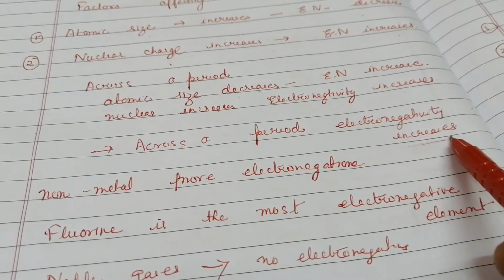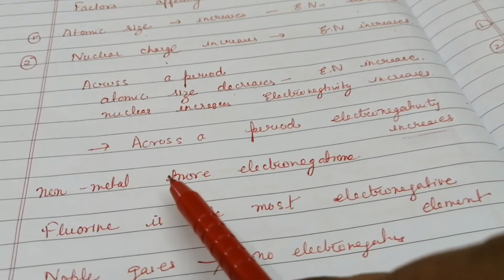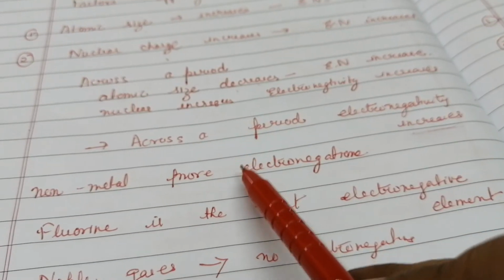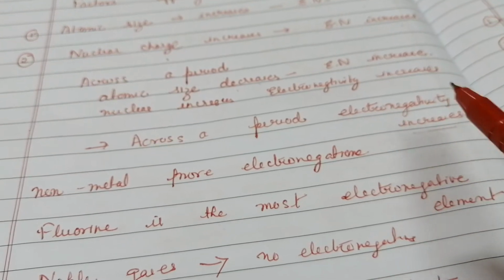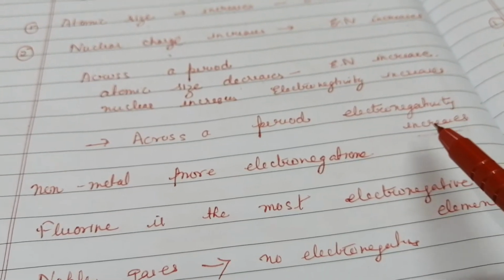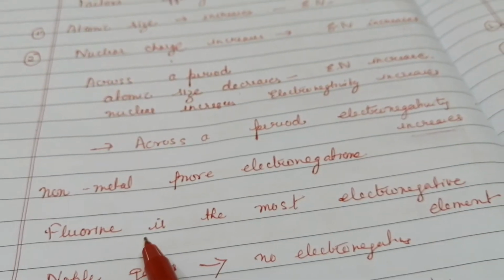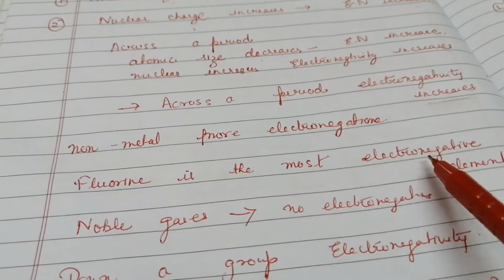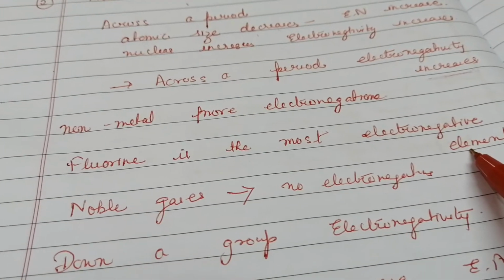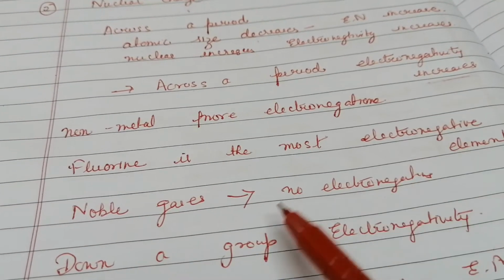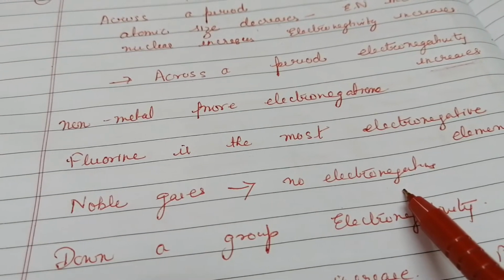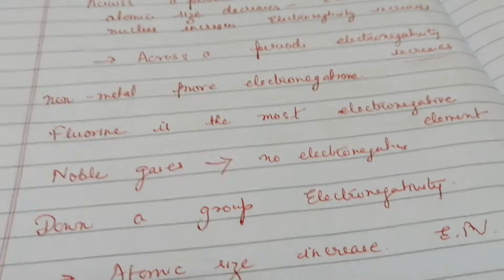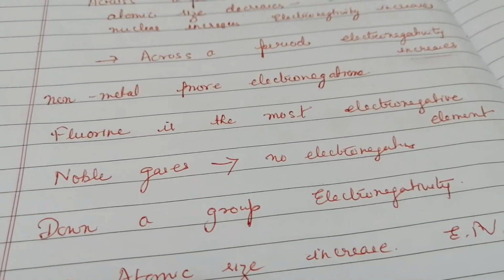So it means that in a period, alkali metals are least electronegative, while the halogens are the most electronegative elements. Now we know in the entire periodic table, fluorine is the most electronegative element, and noble gases will not show any kind of electronegativity because they have stable electronic configuration. They do not have a tendency of attracting the electron.